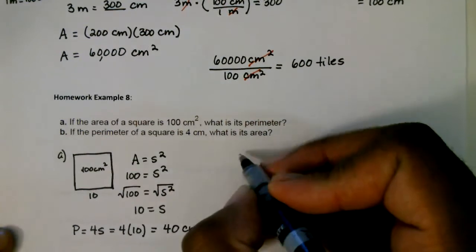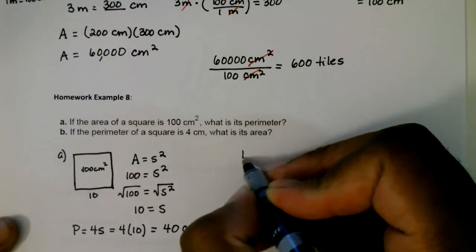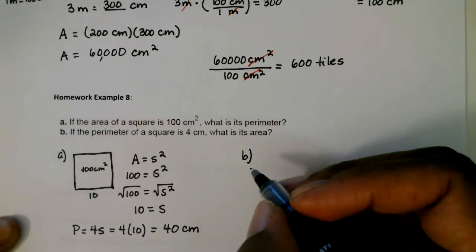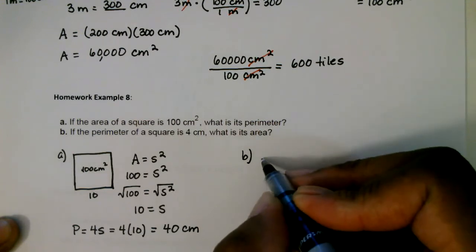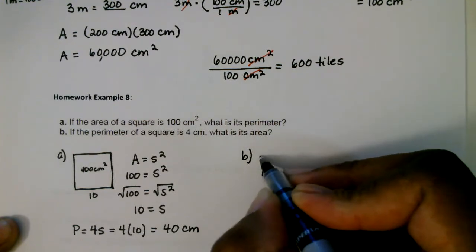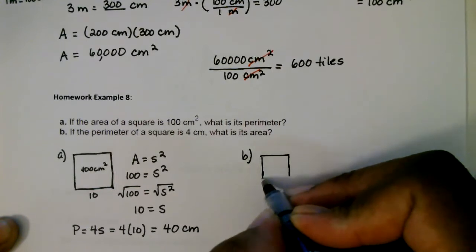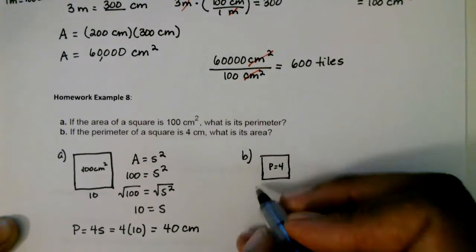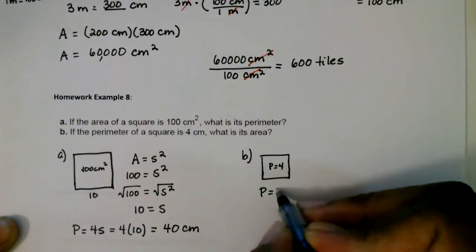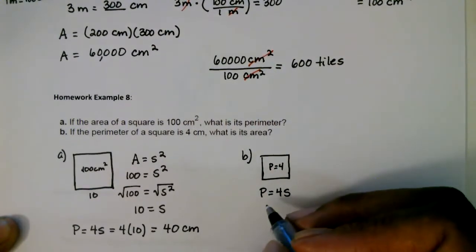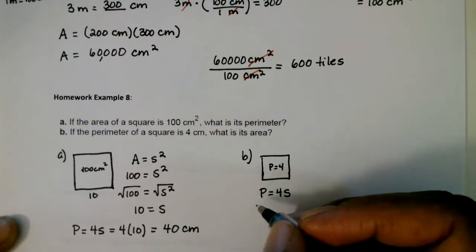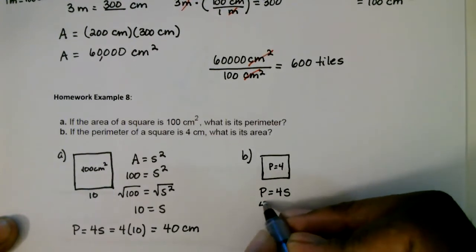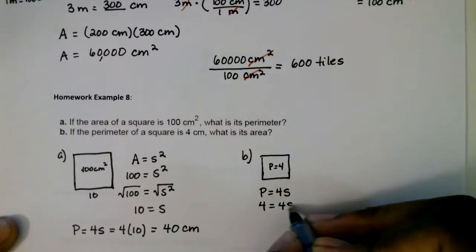Now, part B, the perimeter of the square is 4 centimeters. What is the base? So here we have another square where the perimeter is 4. But of course, the perimeter is always 4 times S for a square. And we're given that the perimeter is 4, so it'll be 4 equaling the 4S.